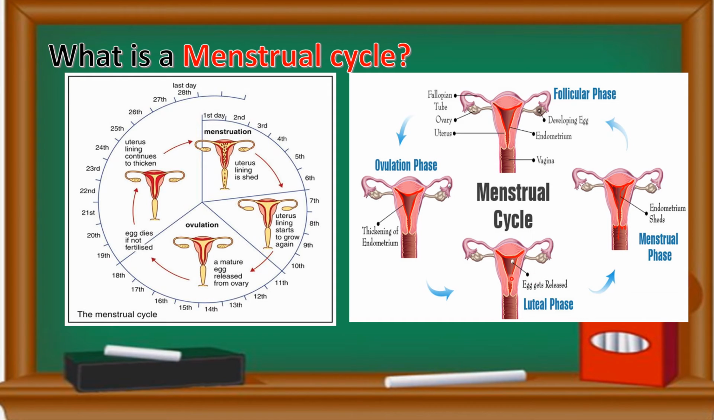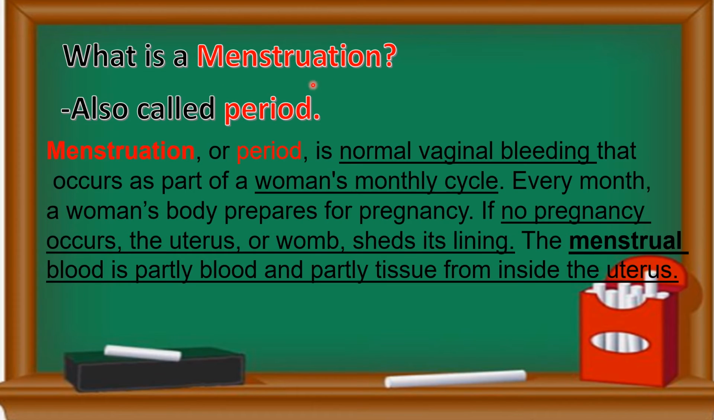And if there's no fertilization that will happen, then the endometrium will shed again, and there's a menstruation or your blood flow. So that is the process of your menstrual cycle. So what is a menstruation? Menstruation is also called your period. So another word for menstruation is period.